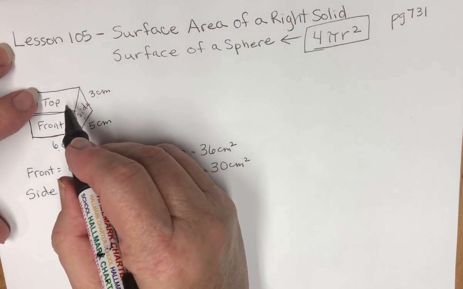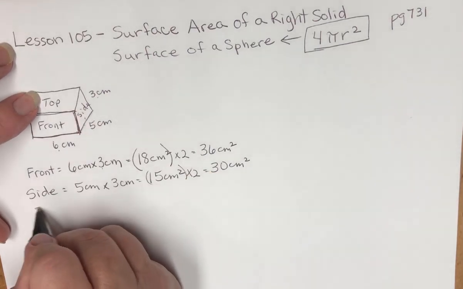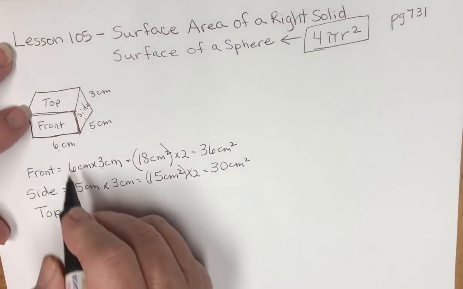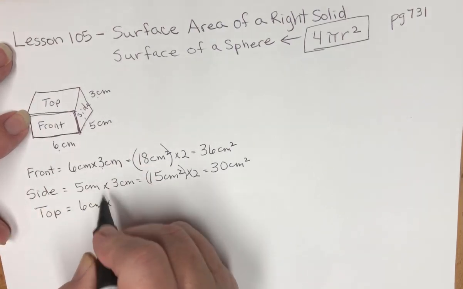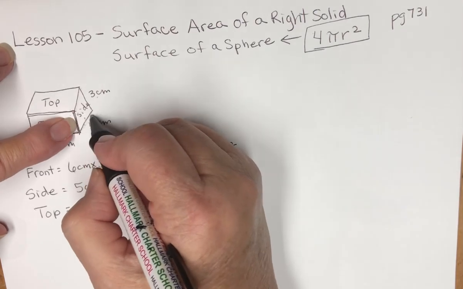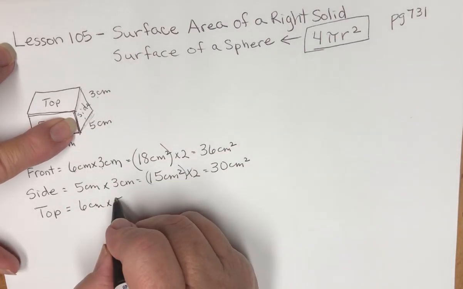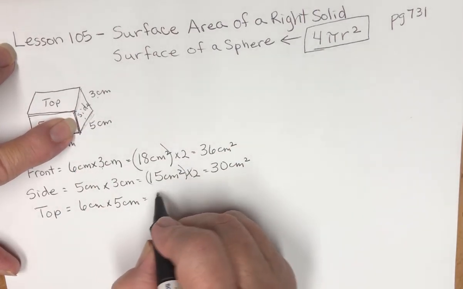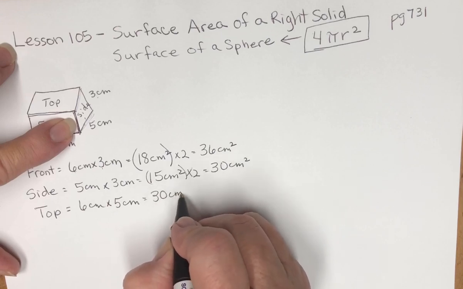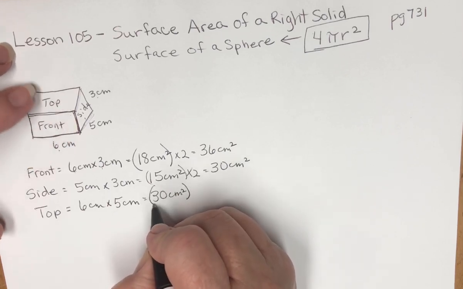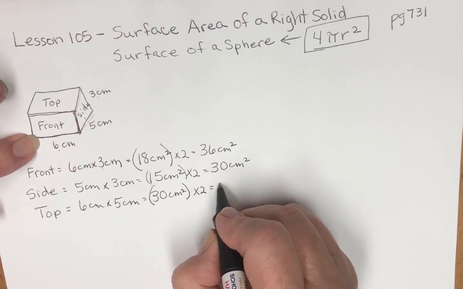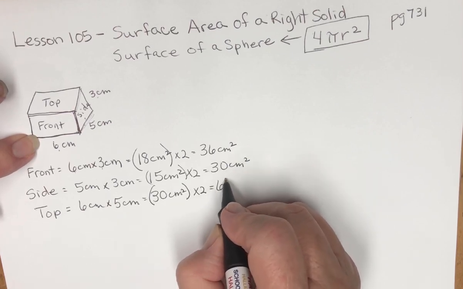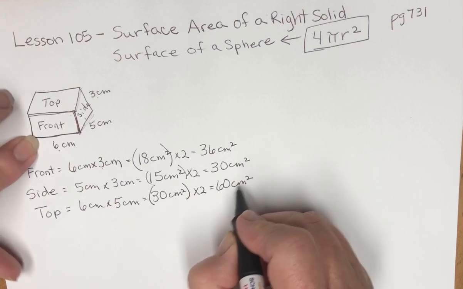Now I'm going to look at the top. The top is 6 centimeters by 5 centimeters, and that gives me 30 centimeters squared. But I have a top and a bottom that match, so I multiply by 2, and that gives me 60 centimeters squared.